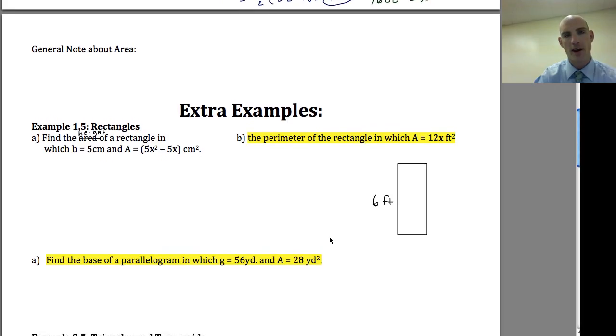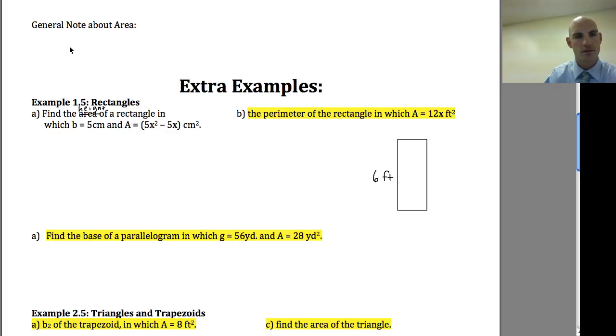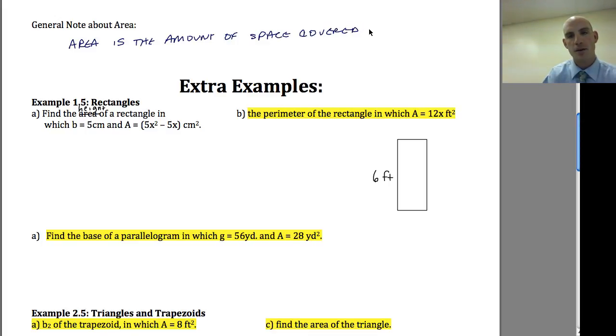A general note about area. Area is the amount of space covered by a figure.